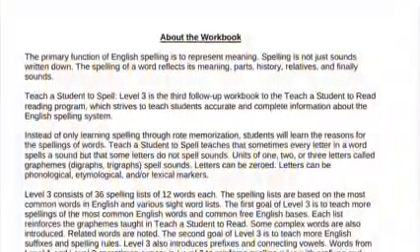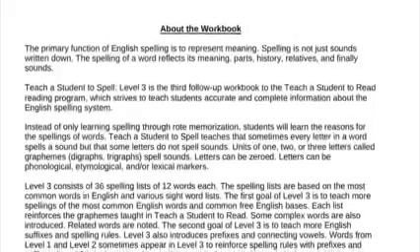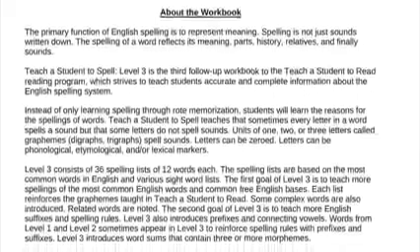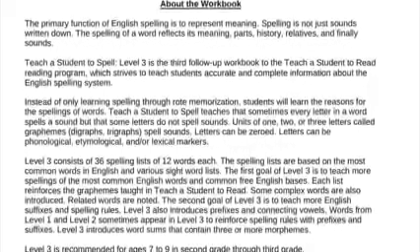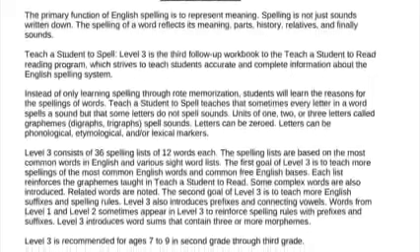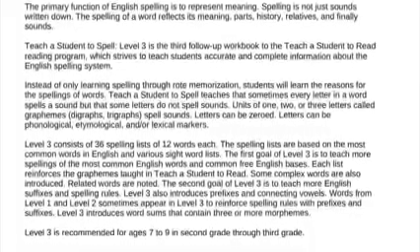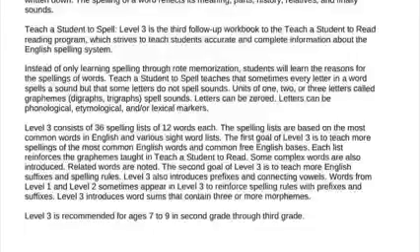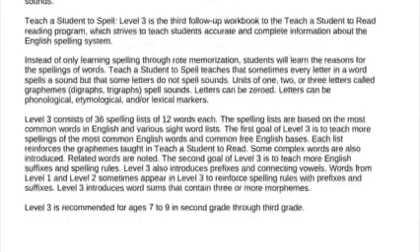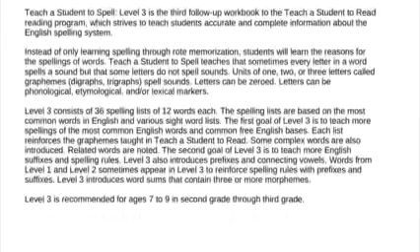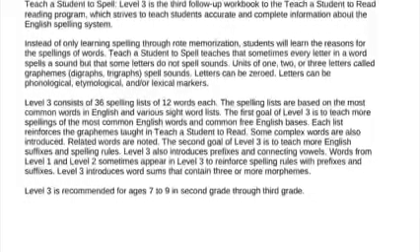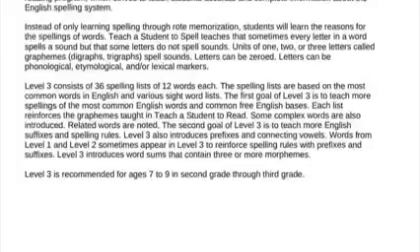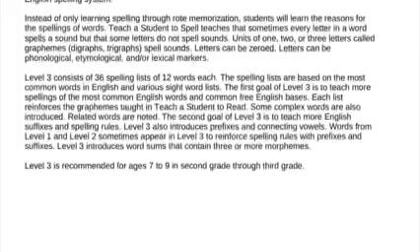Level 3 consists of 36 spelling lists of 12 words each based on the most common words in English. The first goal of Level 3 is to teach more spellings of the most common English words and common English bases. The second goal of Level 3 is to teach more English suffixes and spelling rules. Level 3 also introduces prefixes and connecting vowels, as well as word sums that contain 3 or more morphemes.